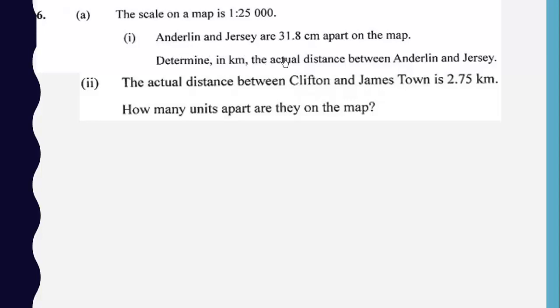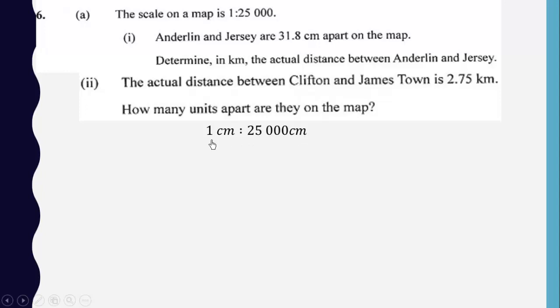Anderlin and JC are 31.8 centimeters apart on the map. Determine in kilometers the actual distance between Anderlin and JC. Now this is a straightforward question. So this is how we go about it. The interpretation of this is that 1 centimeter on the map represents an actual distance of 25,000 centimeters on the ground.